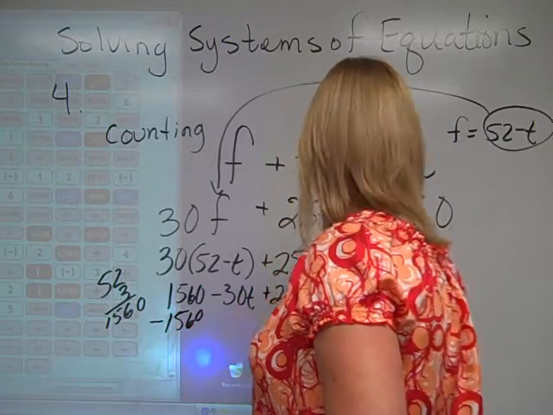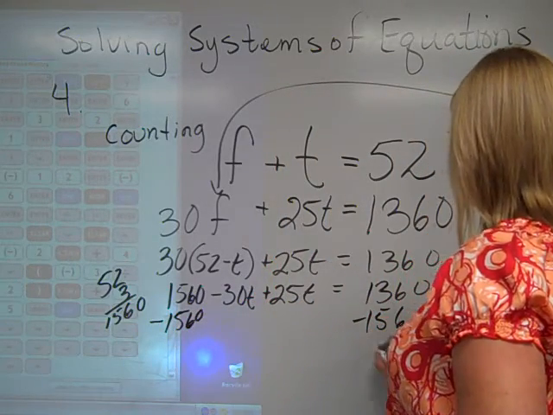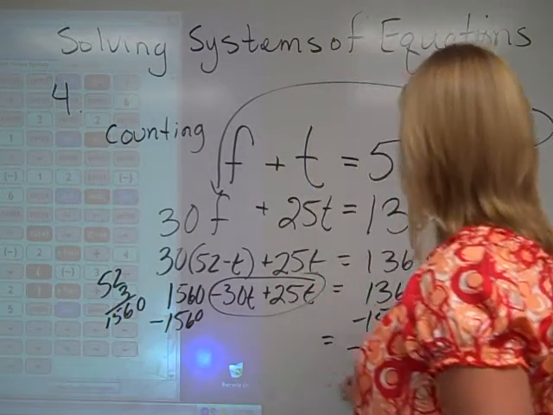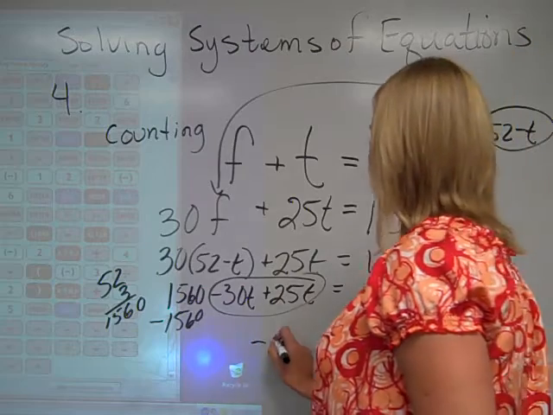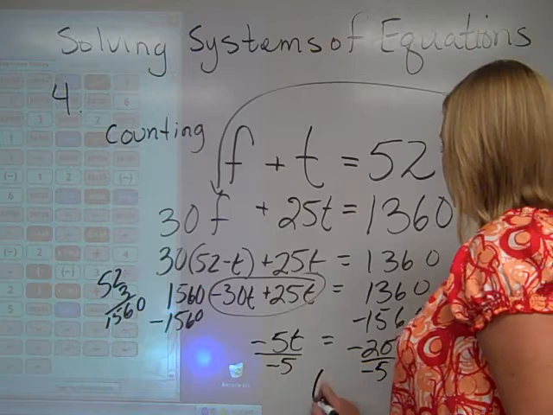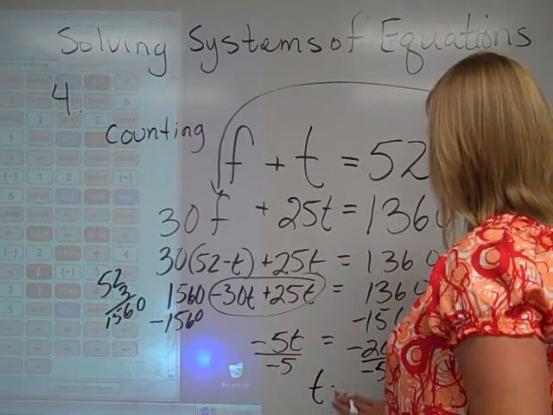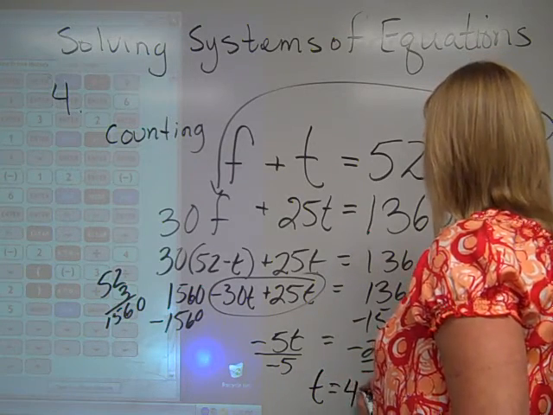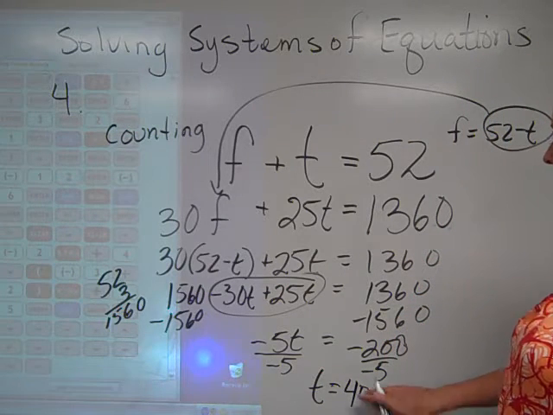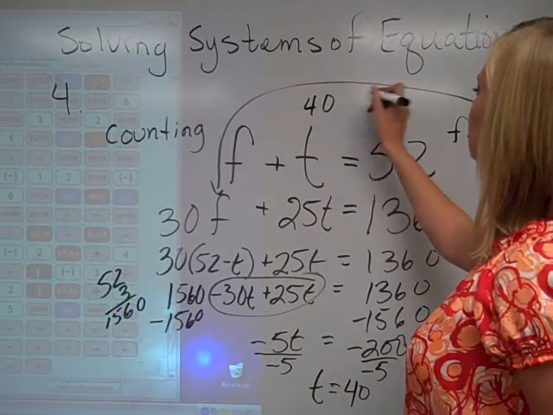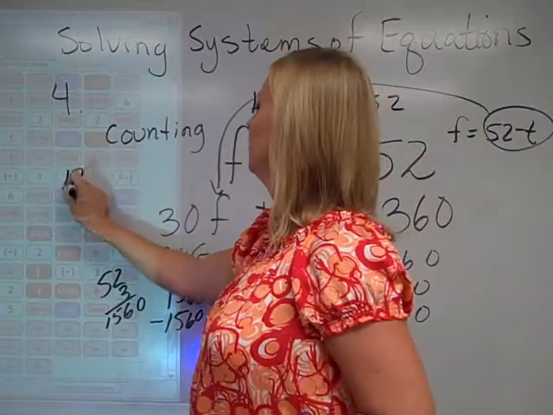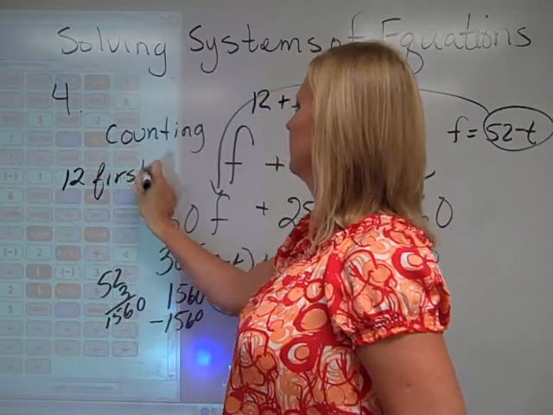Subtract 1560. Negative 200 is equal to negative 5T. Divide both sides by negative 5. Then we have a total of 40 tourist class passengers. The question was, how many first class? So if we have 40 tourists, we must have 12 first class passengers.